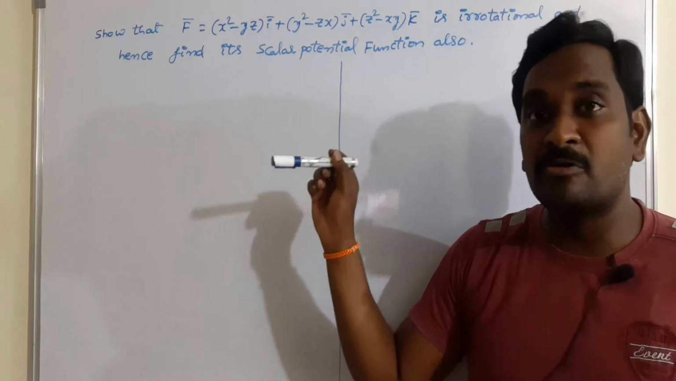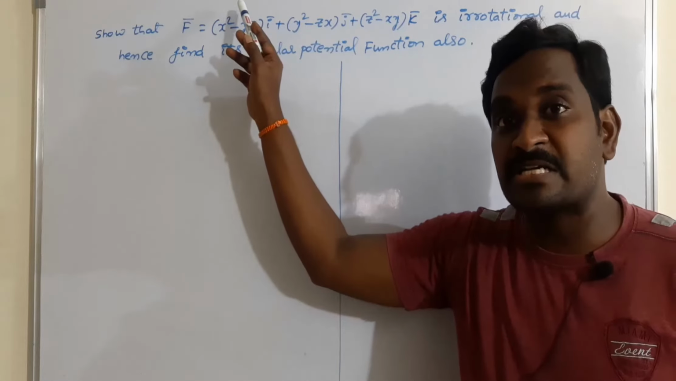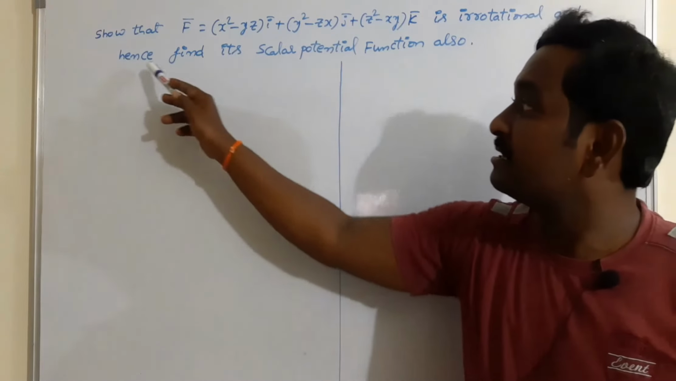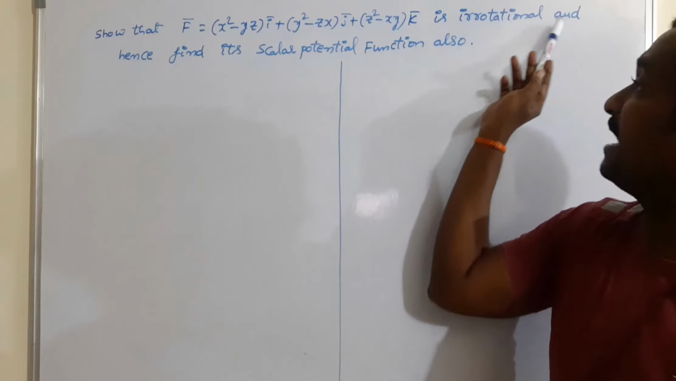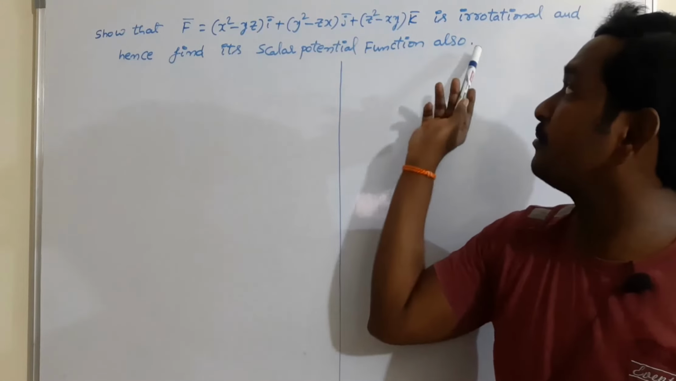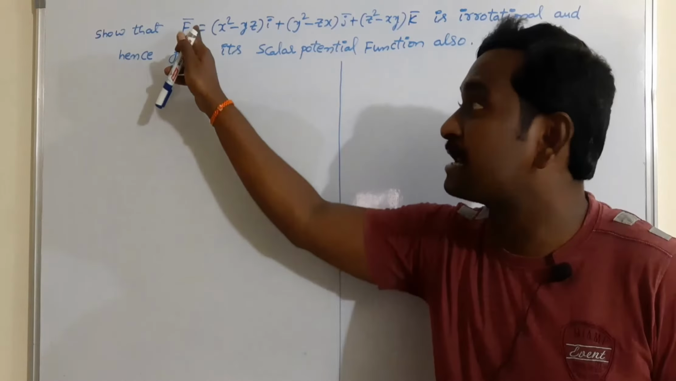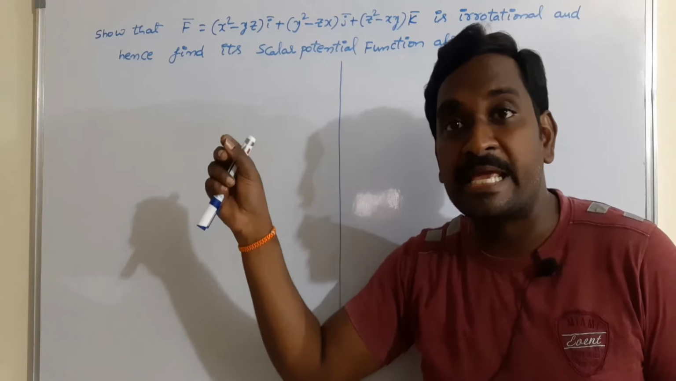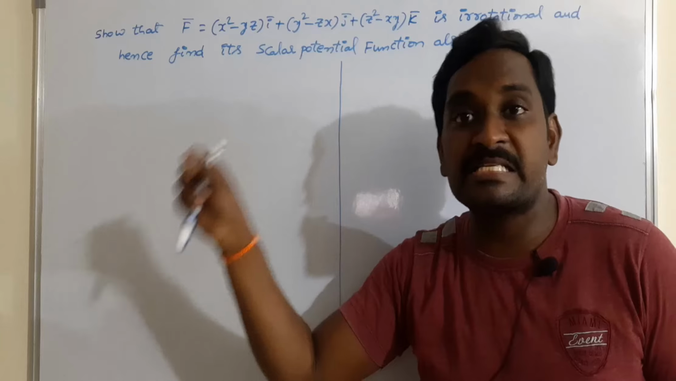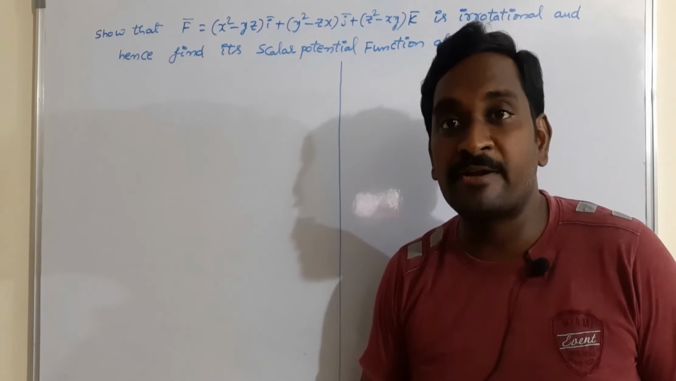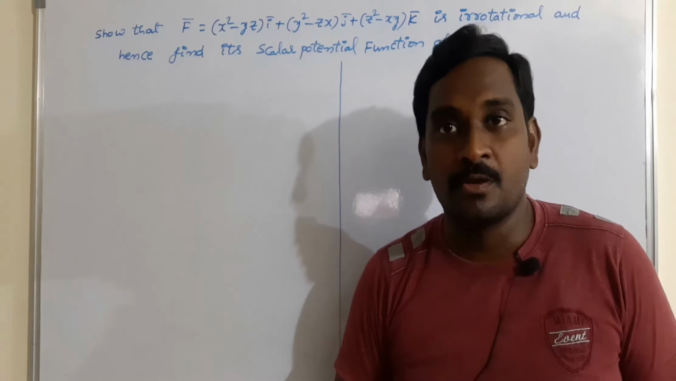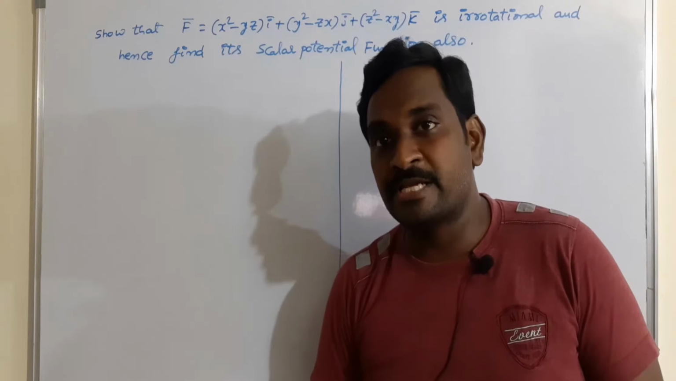First of all, we have to prove that the given vector point function is irrotational, and hence find its scalar potential function also. Whenever the given vector point function f bar is irrotational, automatically its scalar potential function exists. We have to find that scalar potential function also. Okay. So what is meant by irrotational?